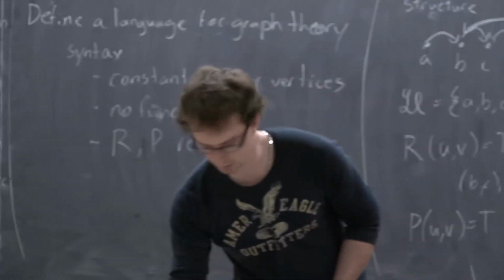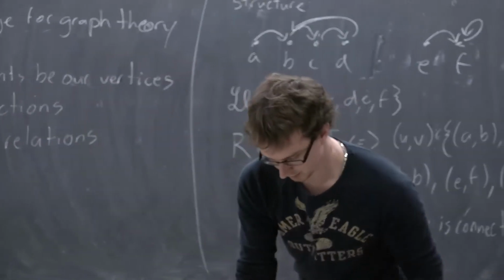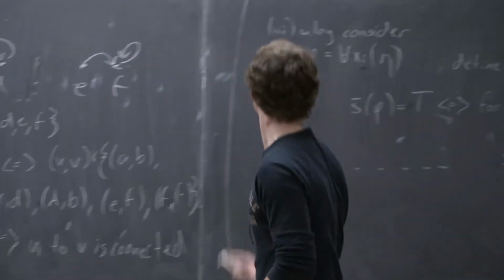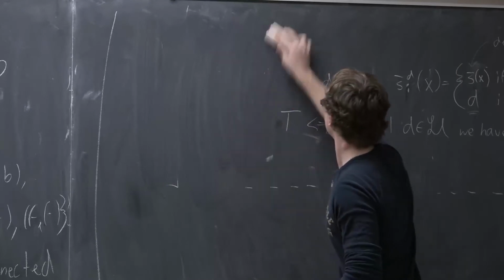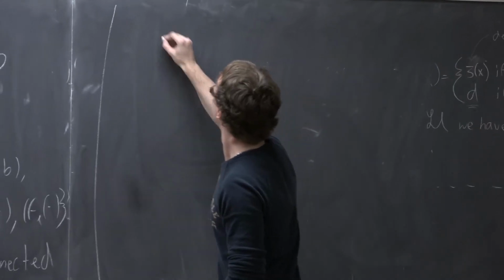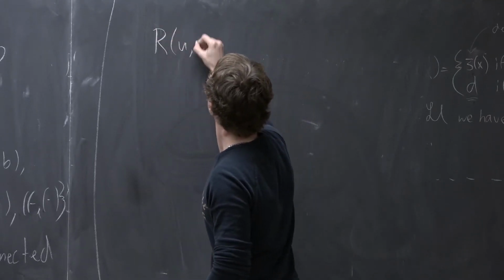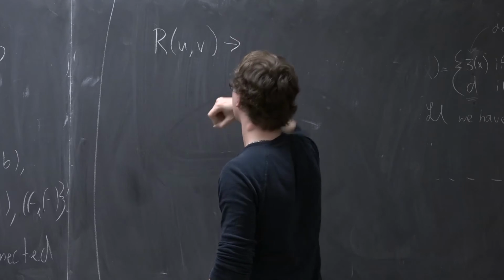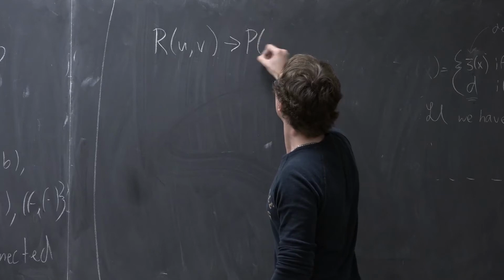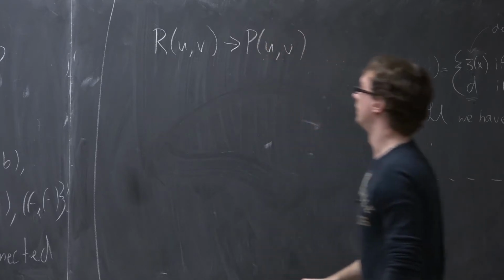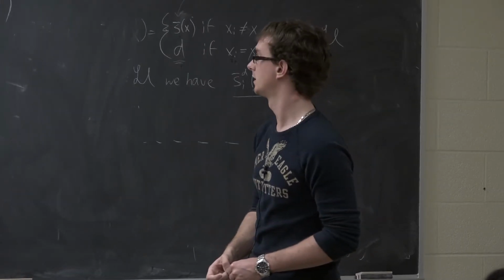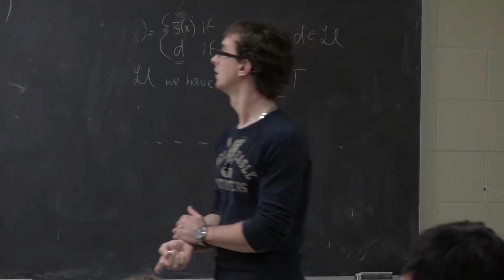And now what we can do is play with this a bit. So we can make sentences such as R(U,V) implies P(U,V). So anytime there's an edge between two vertices, there must be a path between those two vertices.